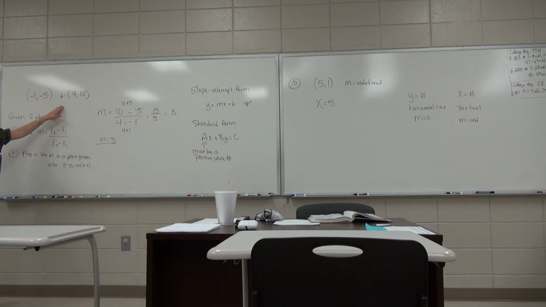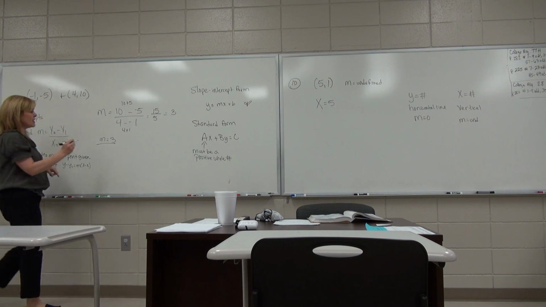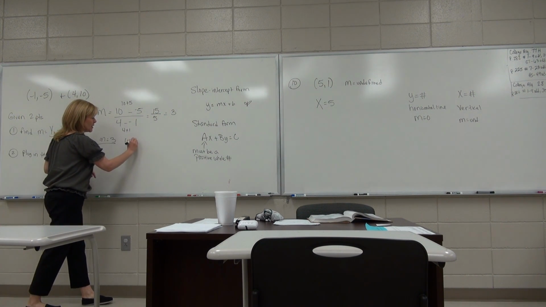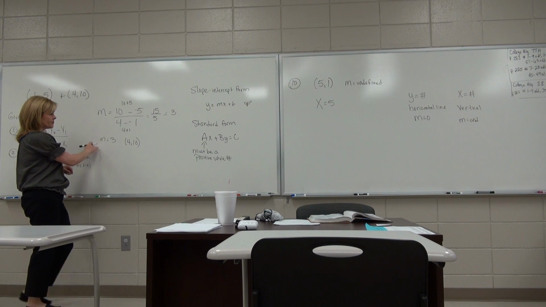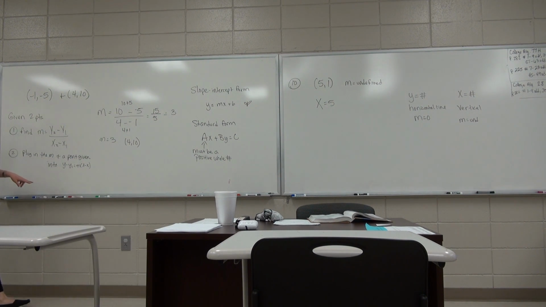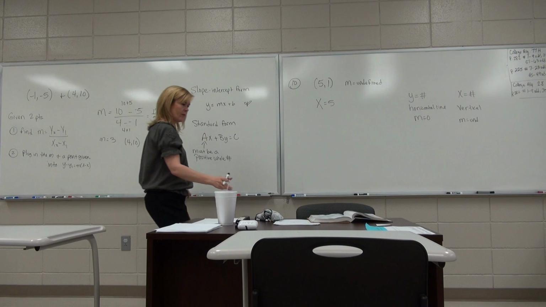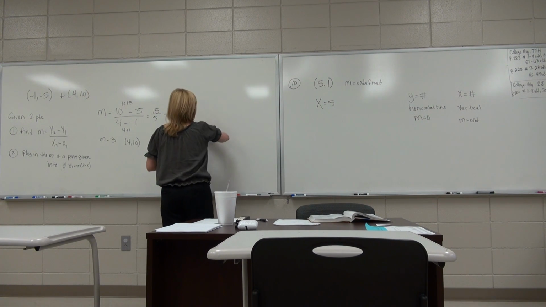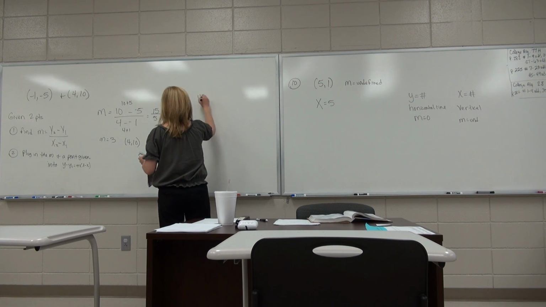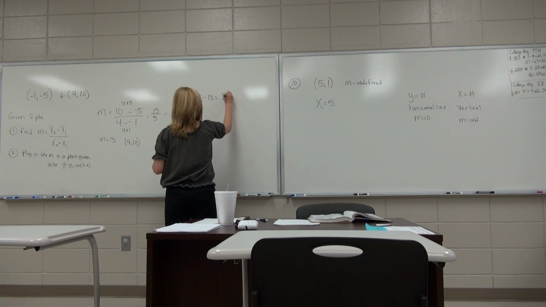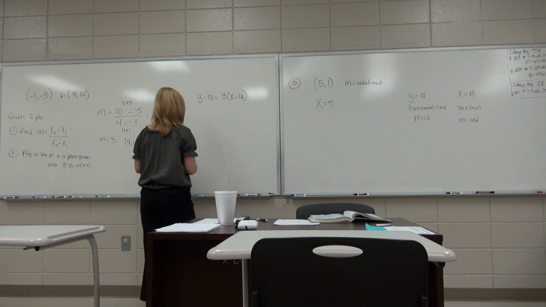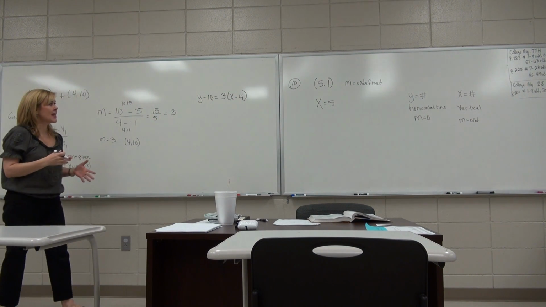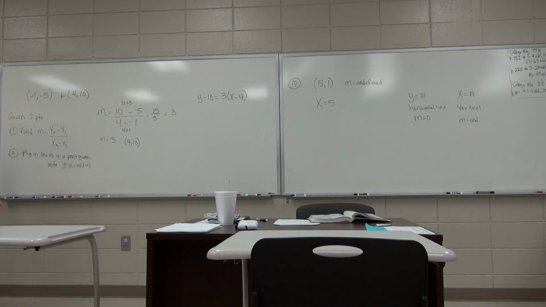Pick one of these points. Which one would you rather pick? The (4, 10)? It doesn't matter. You're going to get the same equation either way. So now we're ready to plug in. So I have y minus 10 is equal to 3 times x minus 4. I'm going to give you a second, see if you can clean it up and get y by itself.